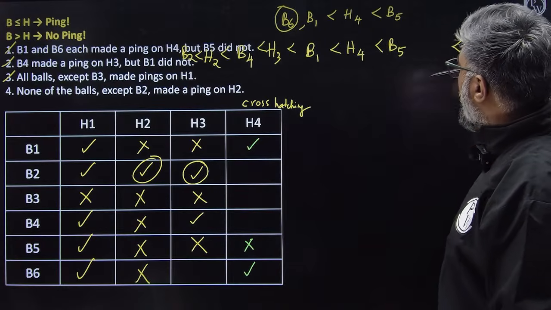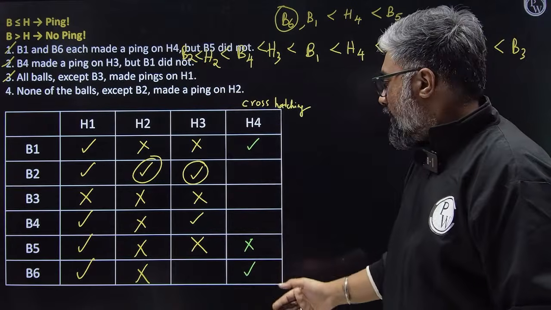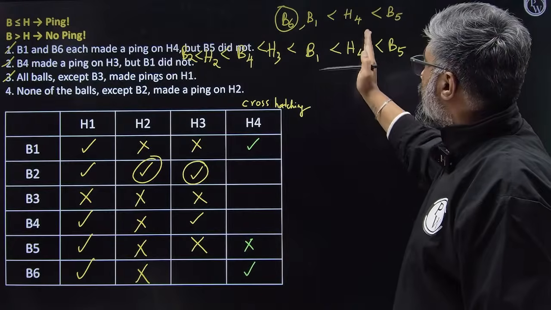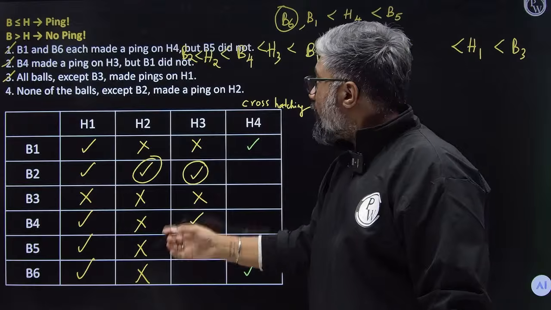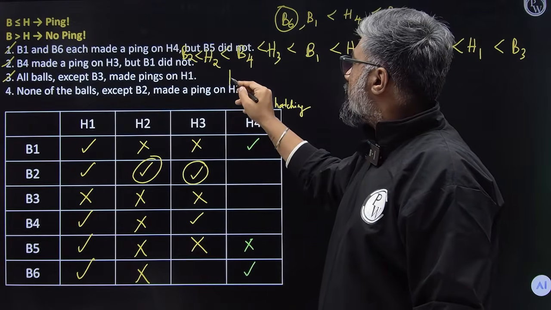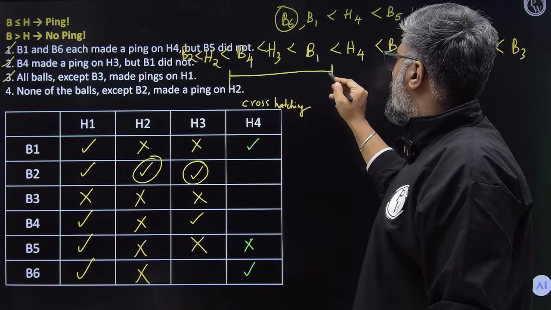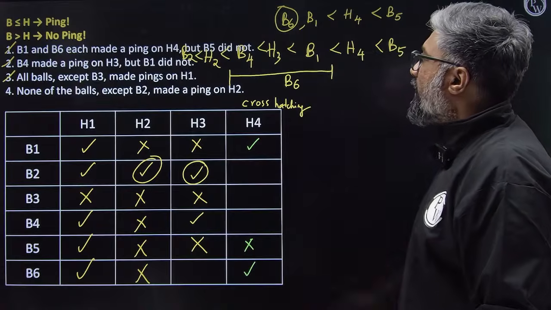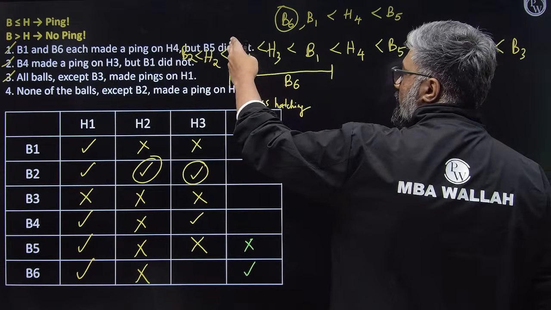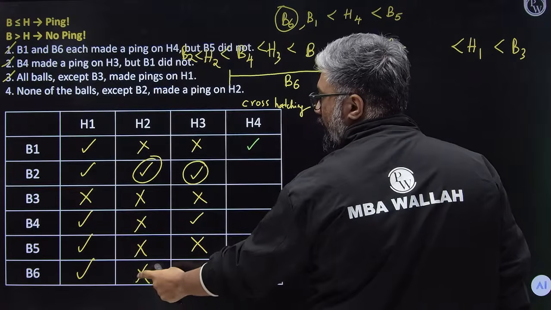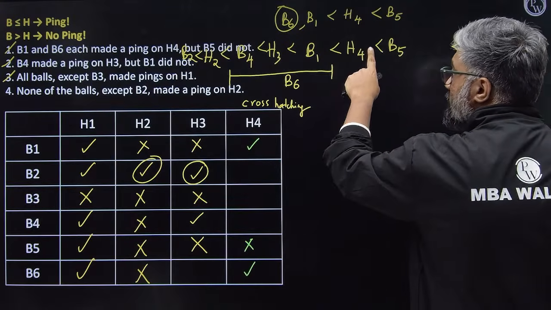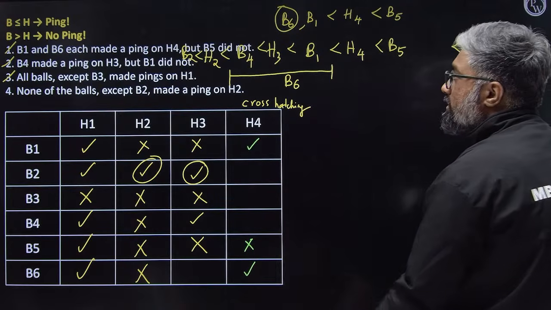B6 makes a ping on H1, so it's smaller than H1. B6 makes a ping on H4, so it is smaller than H4 also. But it does not make a ping on H2. So I know that B6 should come somewhere here. Correct? It is definitely larger than H2 because there is no ping here, but it is smaller than H4 because there is a ping here.